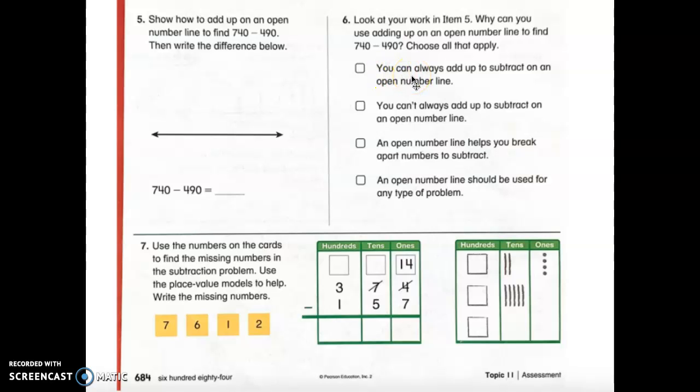You can always add up to subtract on an open number line. You can't always add up to subtract on an open number line. An open number line helps you break apart numbers to subtract. An open number line should be used for any type of problem.